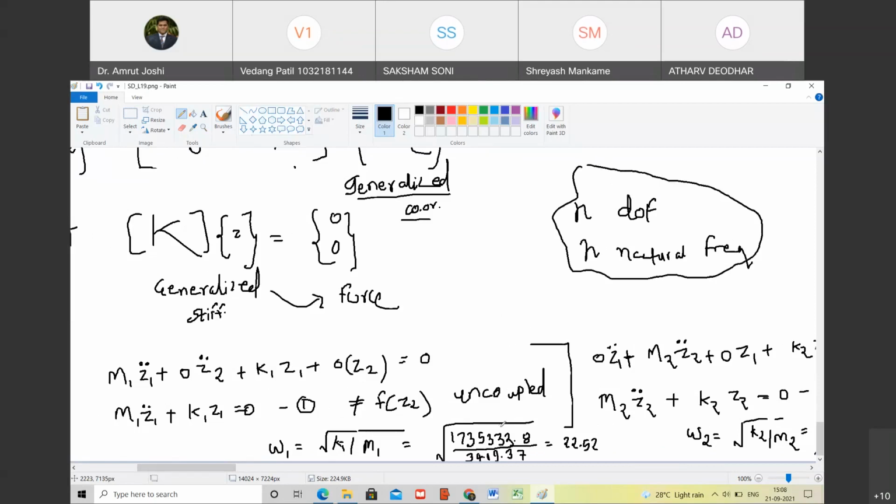We have not yet analyzed the problem. We have not completed the analysis of the problem. We are on the verge of doing so. We are trying to understand all the characteristics of a multi-degree of freedom system.